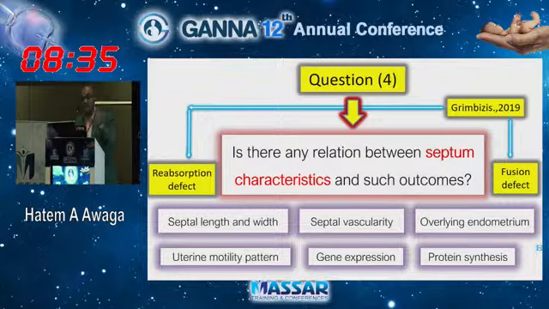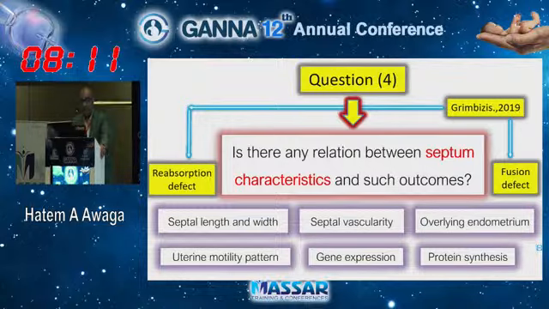Patients with fibrous septum are usually associated with infertility because there is a problem in the endometrium covering the septum. However, patients with a muscular septum are usually having a good fertility potential. However, the patients suffer from preterm labor and abortions. So we can find that the clinical presentation of the patient is related to the underlying structure of the septum.